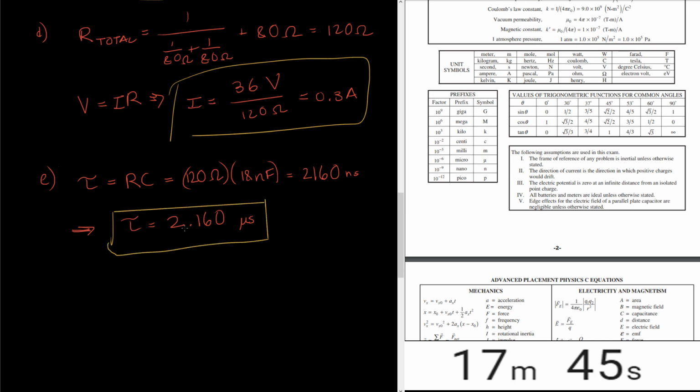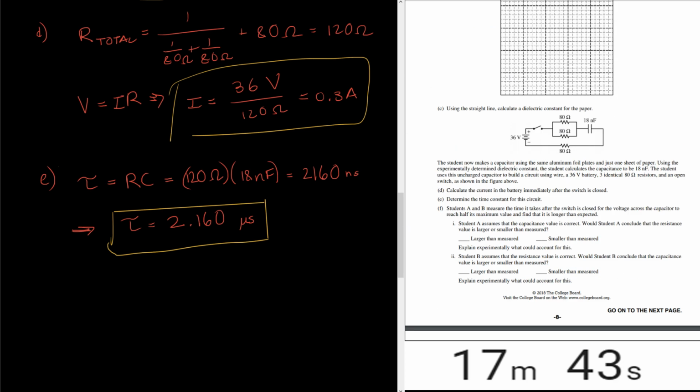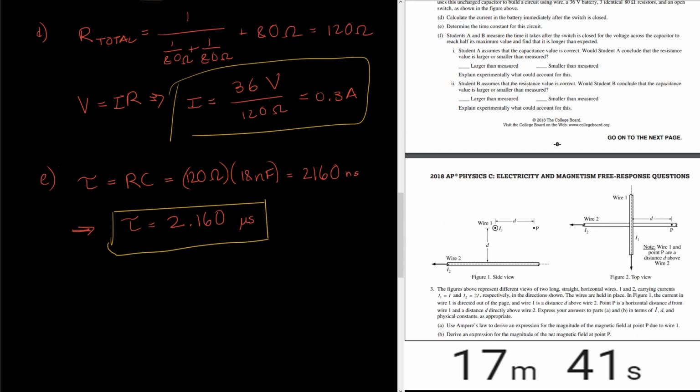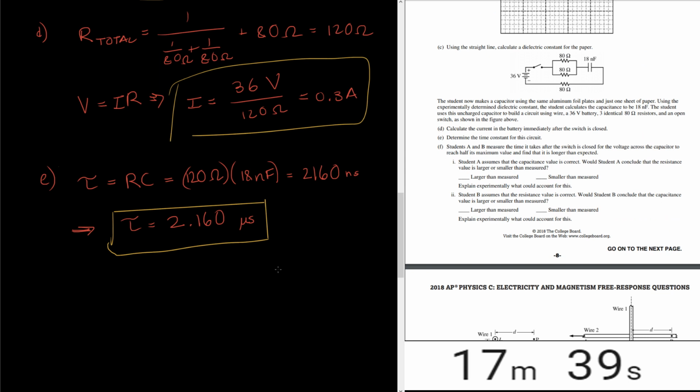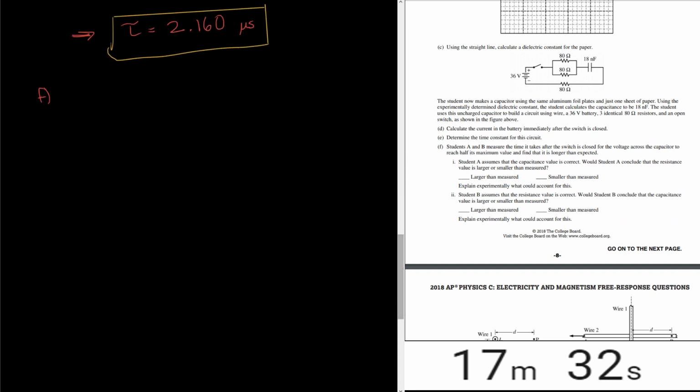All right. Let's go back down. All right. Final part, 2 minutes. Part F. Students A and B measure the time it takes after the switch is closed for the voltage across the capacitor to reach half its maximum value and find that it is longer than expected. Student A assumes the capacitance value is correct. Would student A conclude the resistance value is larger or smaller than measured? And explain what could account for this.